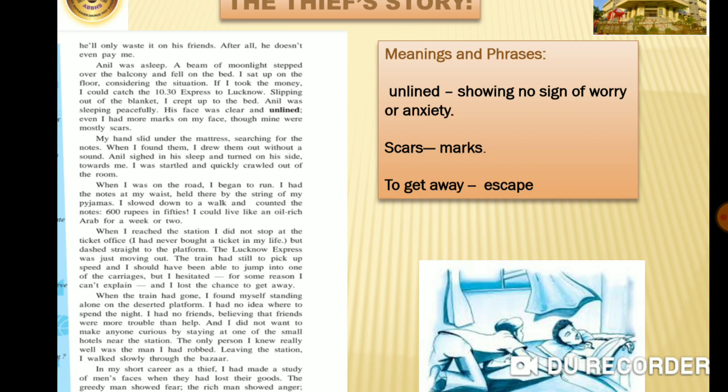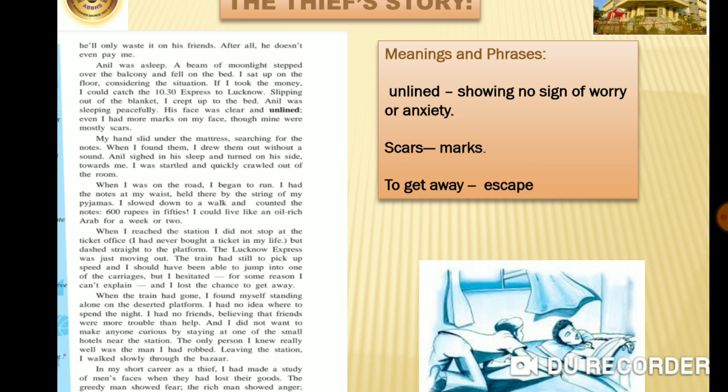He was standing there, thinking something. Let's see what happened. When the train had gone, I found myself standing alone on the deserted platform. I had no idea where to spend the night. Now the chance had gone that he had to leave the city. Now he was standing all alone on the platform. He had no idea where to spend the night. I had no friends. He never had any friend, believing that friends were more trouble than hell. So he was a thief. So he never had any friend.